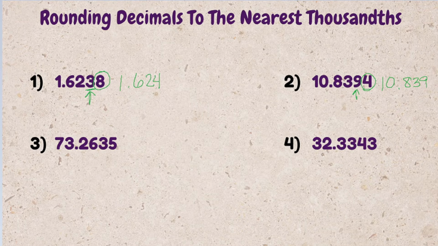Third example, 73.2635. Our thousandths position is 3. 5 or higher, and we round up. It rounds to 73.264.